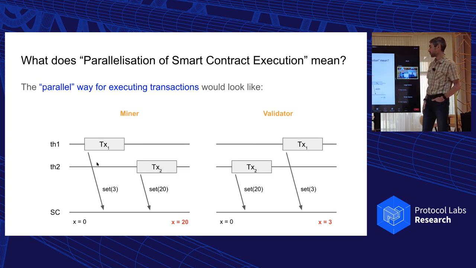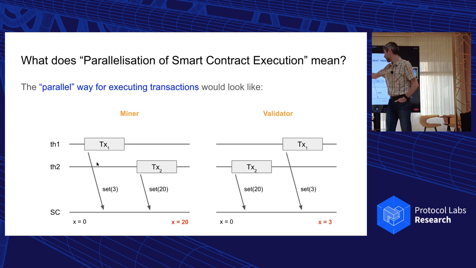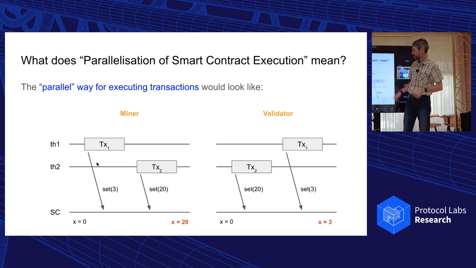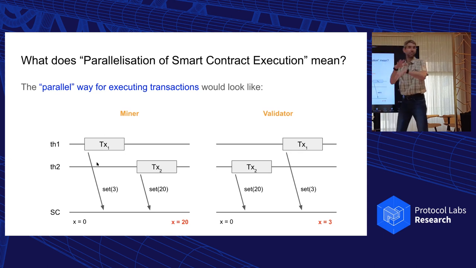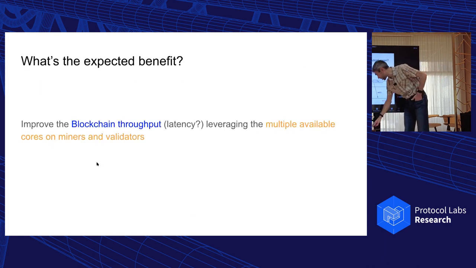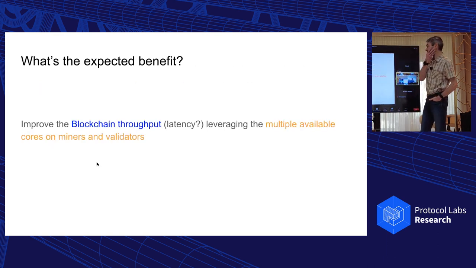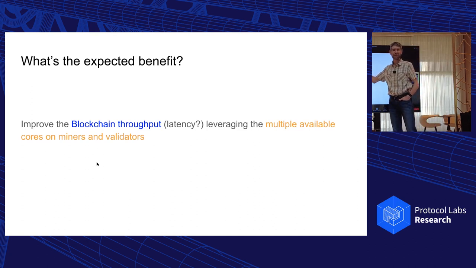And actually what we would like to have is parallel execution, meaning that the miners and validators might be using several threads at the same time and perform the transaction actions in parallel, not in arbitrary order. The problem, obviously, is that set 3 and set 20 might not commute. The expected benefit is that we will improve the blockchain throughput, obviously. The latency, I'm not that clear about whether we improve it or not.